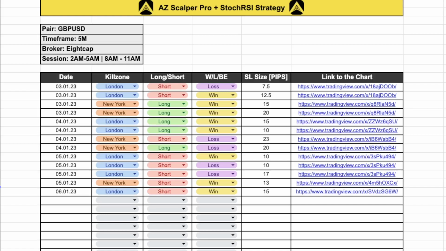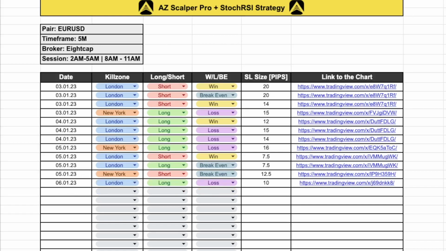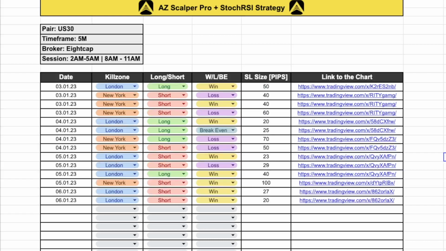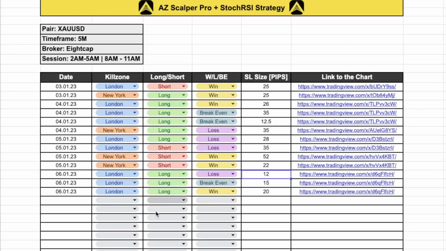We're going to be starting with the price action on GBPUSD, then we're going over to Euro US dollar, Australian US dollar, over to one US index, which is going to be the US 30 Dow Jones index, and afterwards we're also going to be checking out how the strategy performed today on gold.